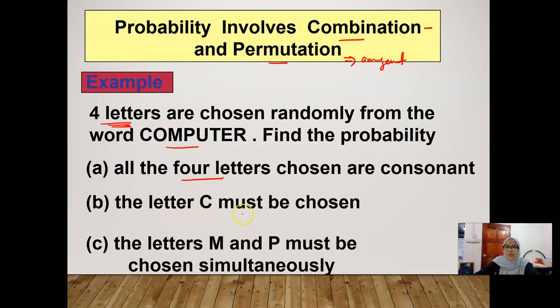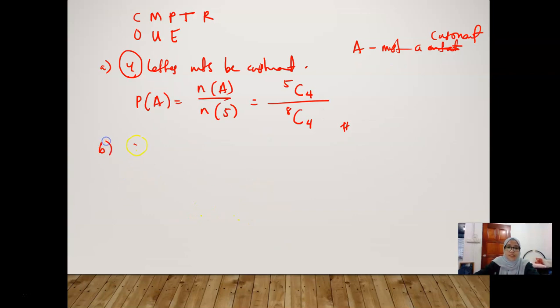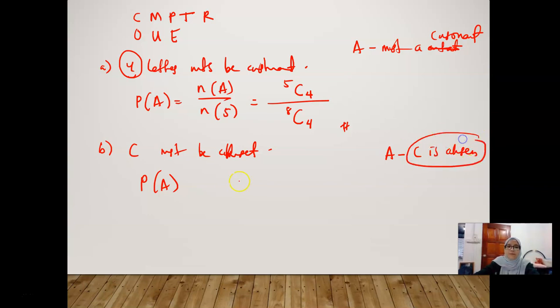The letter C must be chosen. Part B: C must be chosen. For this part B, my event A is C is chosen, it must be. The number of S is still the same, 8 choose 4. C must be chosen, so it means 1 choose 1 because there is only one C. So I choose that C. 1 choose 1 multiplied with, since you already chose 1, you have only 3 places left for the 4 letters chosen.